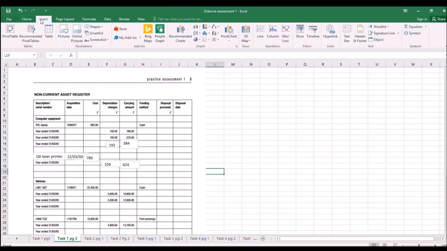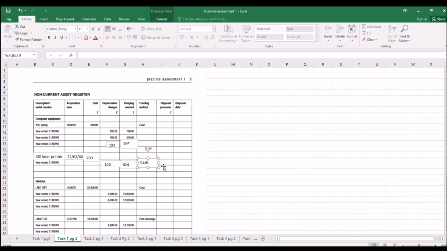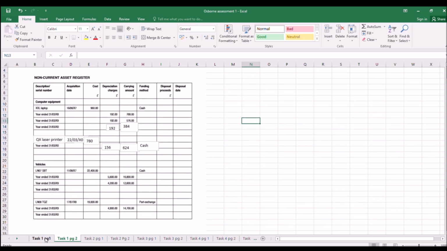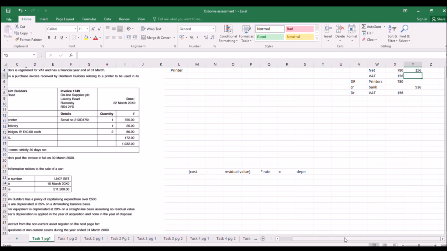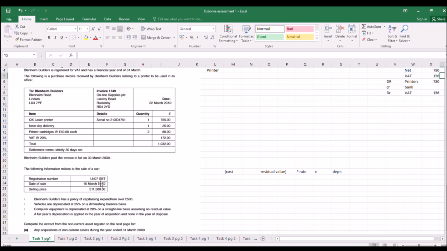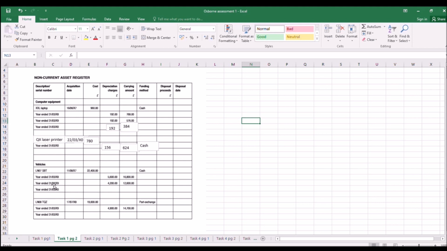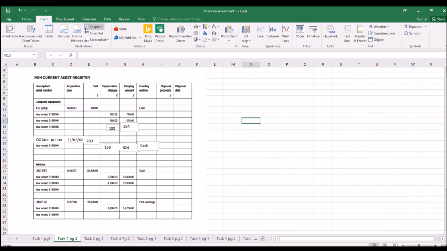Funding method. We bought this for cash. It said we fully paid it, didn't we? So there wasn't any kind of finance lease or hire purchase or whatever. We've not disposed of it. We've got this vehicle in here. Now which was the one that we sold? We sold the registration plate LN07SBT. So we sold this one, so we've disposed of it. We've got no depreciation in the year of disposal. And remember in this one we had a full year's depreciation charge in the year of purchase, even though it was purchased in the last month. So that's going to go down to 0.